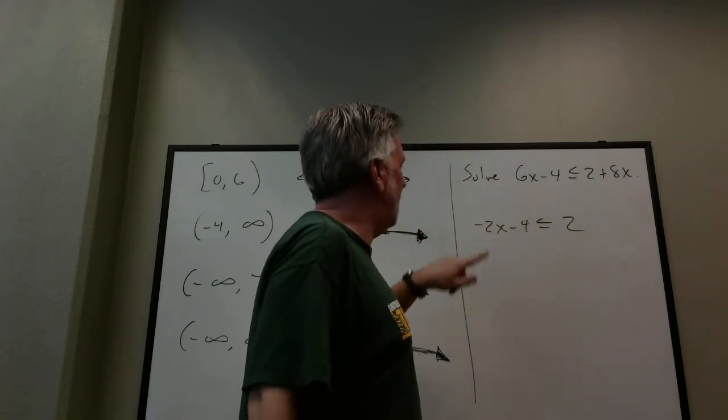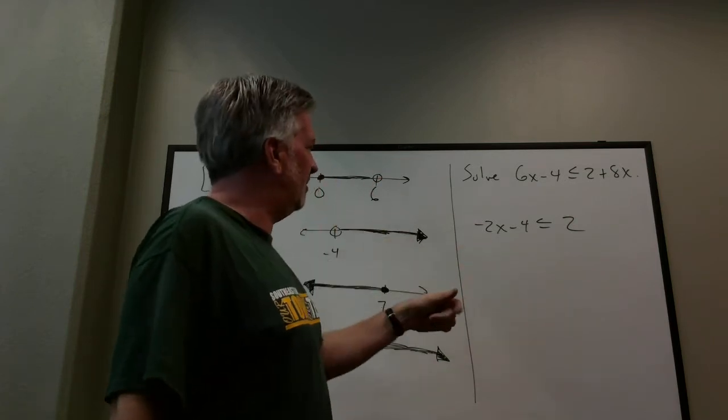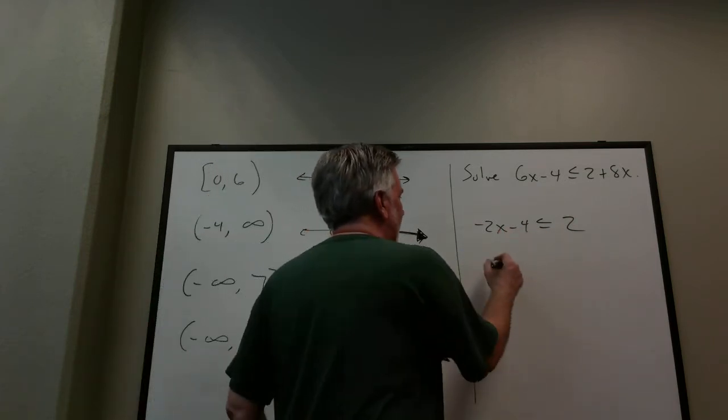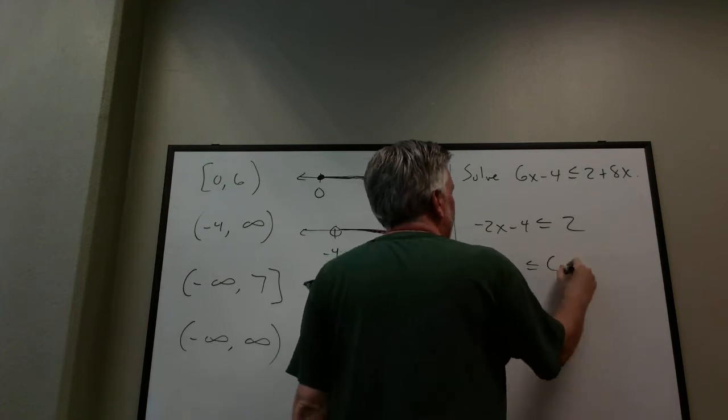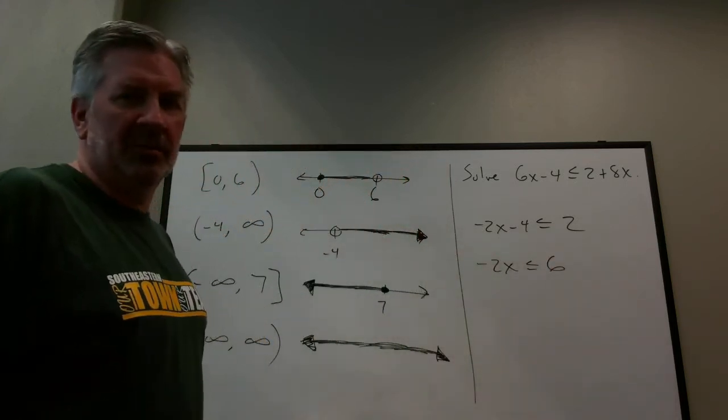Subtract 8x here, you get minus 2x. Okay, so I have the x's on the left, I'm going to put the numbers on the right, so I'm going to add 4 to both sides, and negative 2x is less than or equal to 6. So that's just like solving linear equations, that's no big deal, okay?